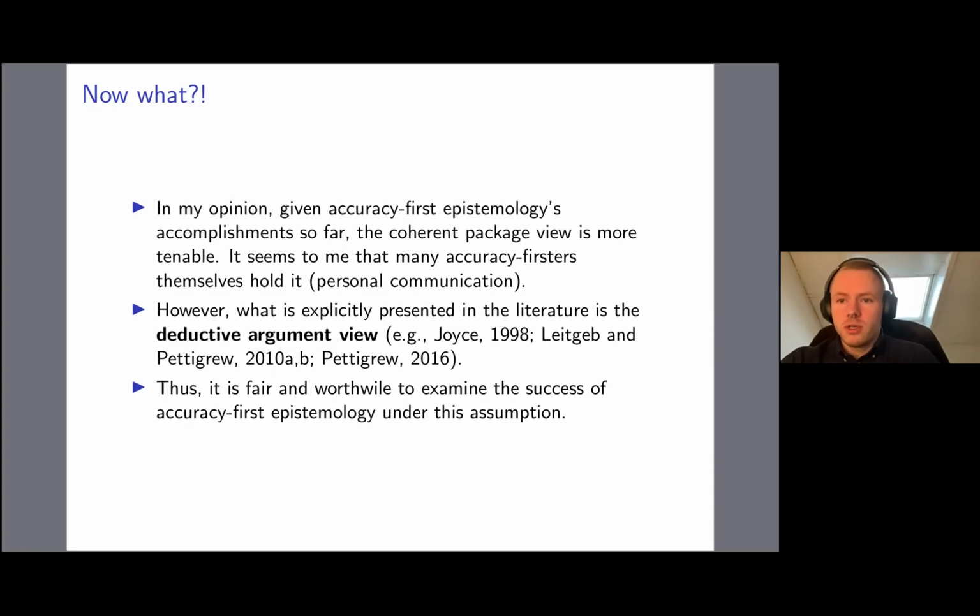And actually, Pettigrew, in particular, in his book, tries to explicitly avoid question-begging justifications for the premises. So I think these three most prominent contributions definitely and explicitly presuppose the deductive argument. So I think it's fair and worthwhile to examine the success of accuracy first epistemology under this assumption, and this talk is supposed to contribute to this.